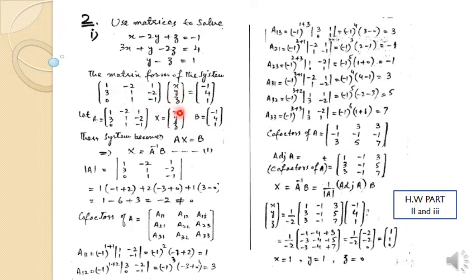Students, we let A equal this matrix, X equal this variable matrix, and B equal this 3 by 1 matrix. The system becomes AX equals B. We have to find the values of X. So X equals A inverse B. If we shift A to the other side, then A becomes A inverse. You know how to find A inverse, as we solved in the previous exercises, how to find the inverse of a 2 by 2 or 3 by 3 matrix.